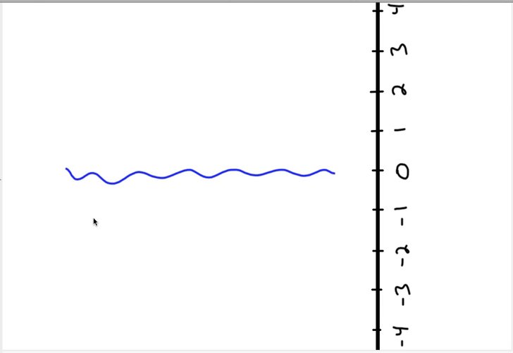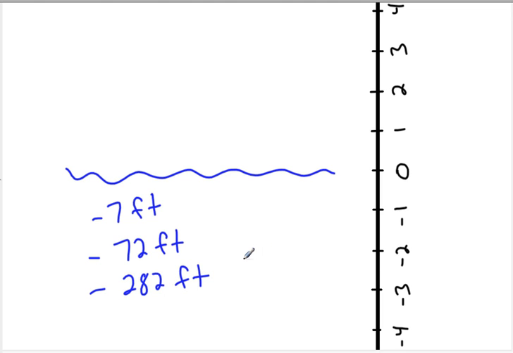So if I wanted to write the elevation in New Orleans, I might say negative 7 feet. The elevation of Coachella, negative 72 feet. The elevation of Death Valley, negative 282 feet. Okay? The opposites of those numbers are positive numbers.